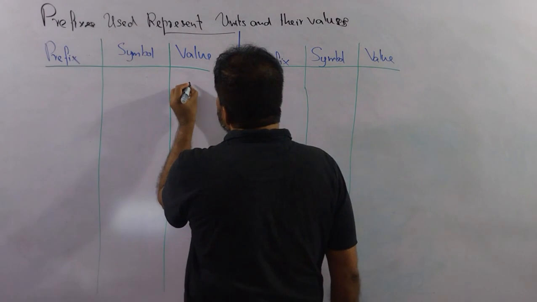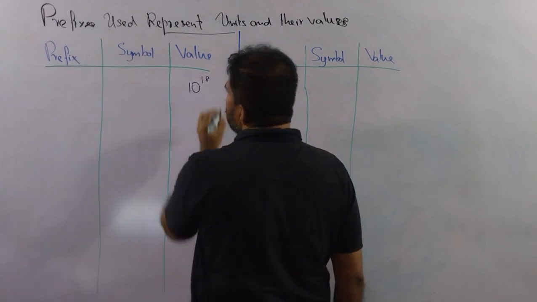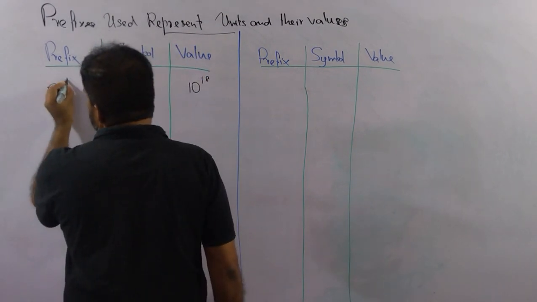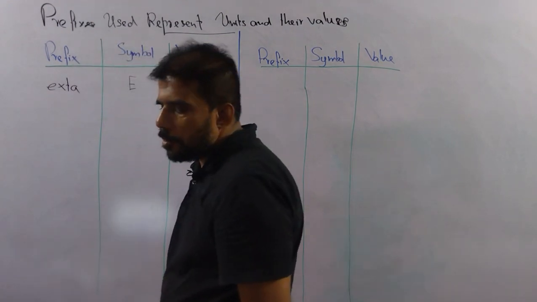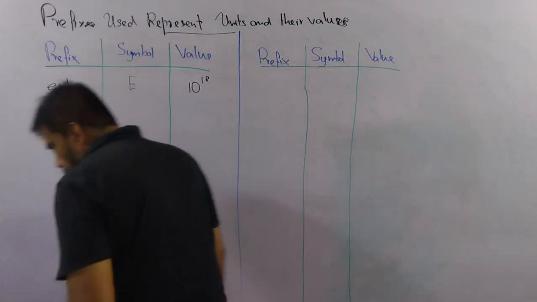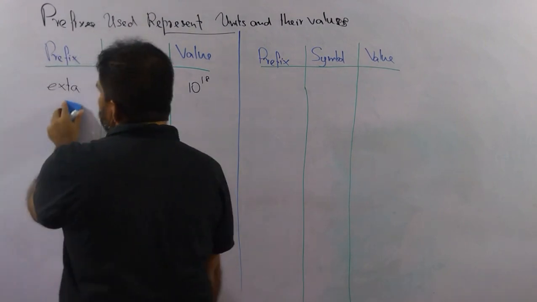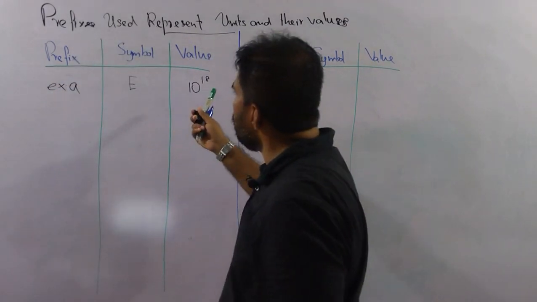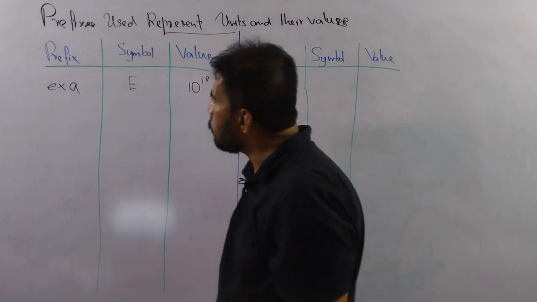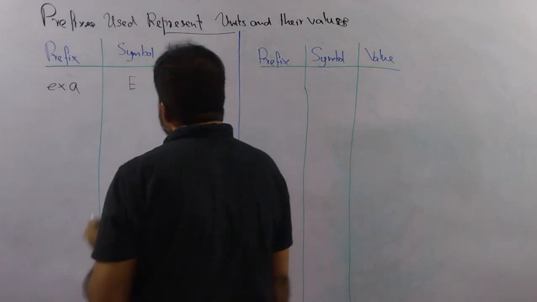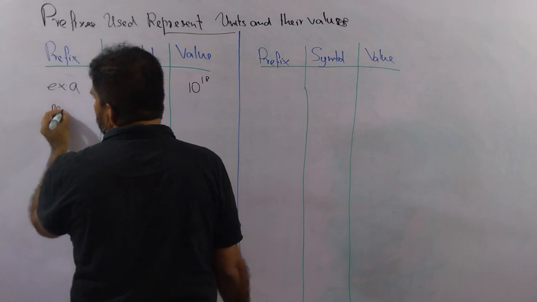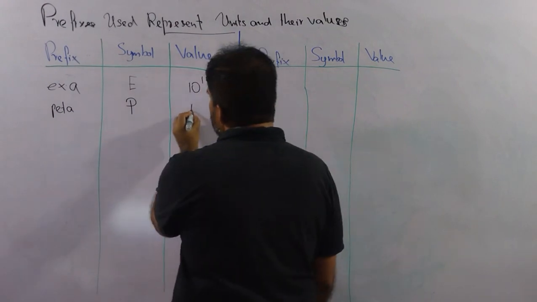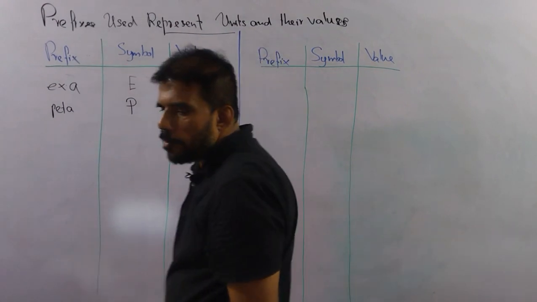The 10 to the power 18, that is called exa, the symbol, I'm sorry, exa, this 10 to the power 18, we simply call it exa, and the symbol is E. Then 10 to the power 15, the symbol is P, and it's 10 to the power 15.